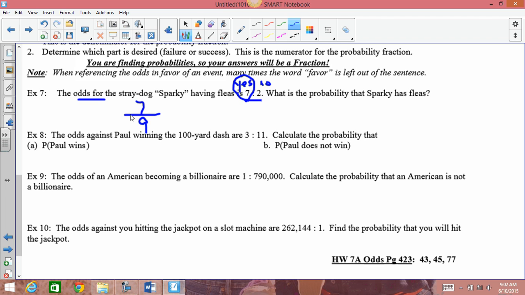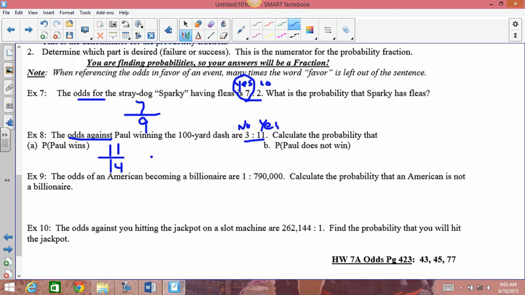Let's look at number 8. Odds against. So that means the first number in my odds then is going to be the no, and the second number then would be the yes, the failure to success. The odds against Paul winning are 3 to 11. So in part A, it wants the probability that he does win. So again, I find the denominator by adding these two numbers together. So 3 plus 11 is 14. Probability that he wins, so the winning would be the yes, so I put 11 up top.